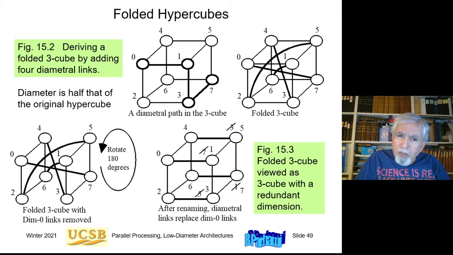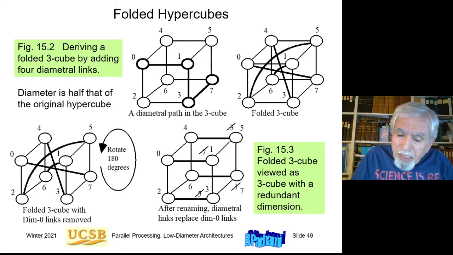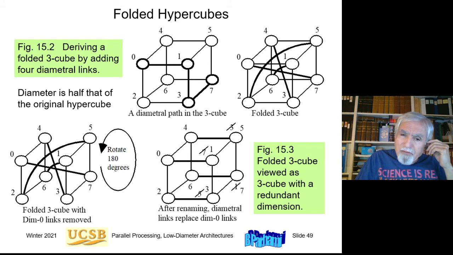It now has 4 channels instead of 3, or more generally, q plus 1 instead of q for the original q-dimensional hypercube. So what does this addition buy me? It turns out that this addition cuts the diameter of the hypercube to roughly 1/2. Not quite 1/2 in all cases, but very close to 1/2.